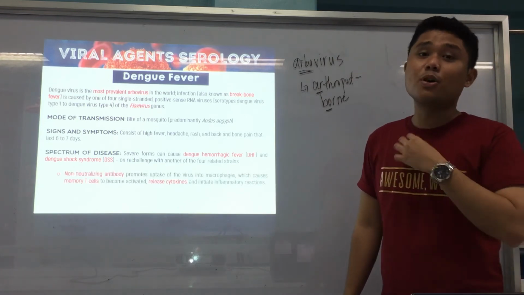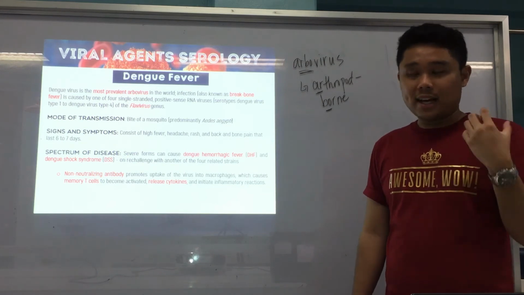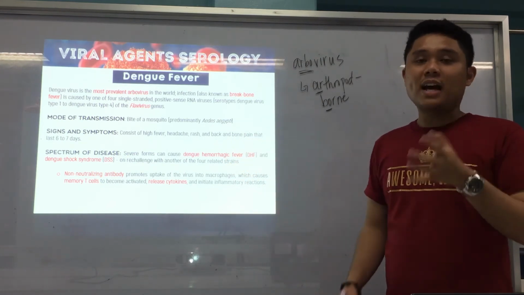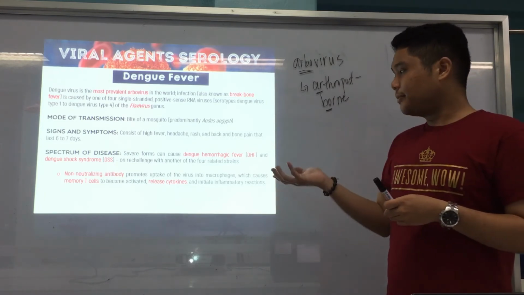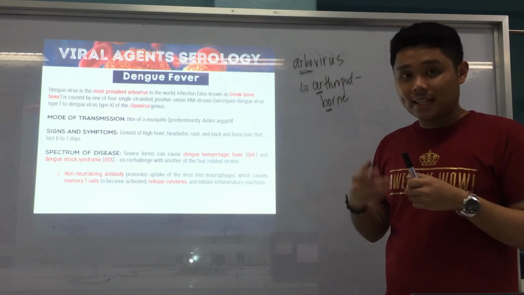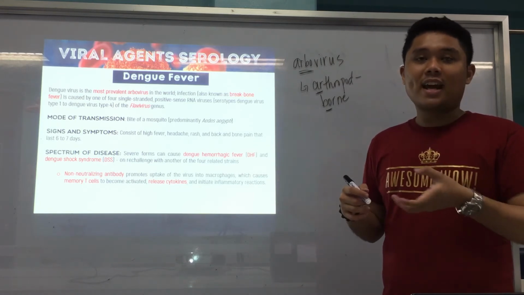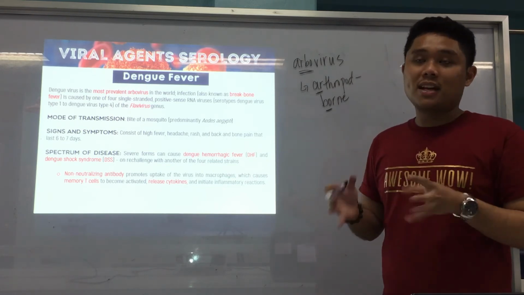Because of the antibodies produced by your initial dengue infection, which are non-neutralizing antibodies, they promote the uptake of the virus by your cells. And this uptake of the virus can trigger your memory T cells to become activated. When your memory T cells become activated, they then trigger the release of cytokines and inflammation.